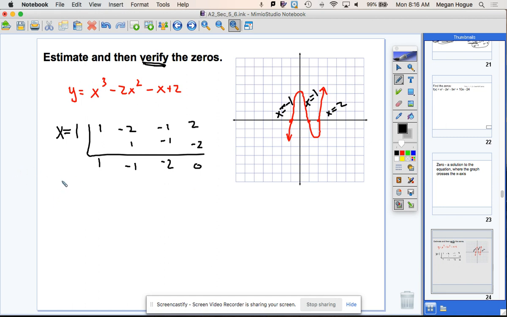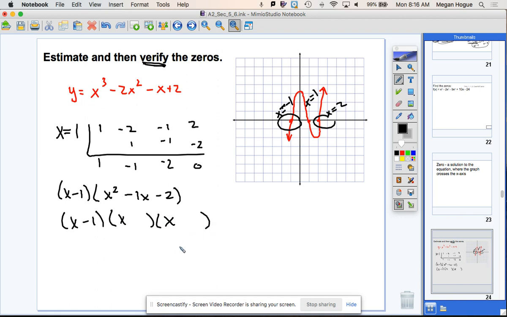I want to just say, okay, I know x minus 1. Now I'm going to have x squared minus 1x minus 2. I want to be able to factor this and make sure I get these other two values. So I'm going to have x minus 1. I'm going to factor this. Signs are different. So negative 2, positive 1. So my answers are 1, 2, negative 1. That's the 3 places that it crossed. I verified it.